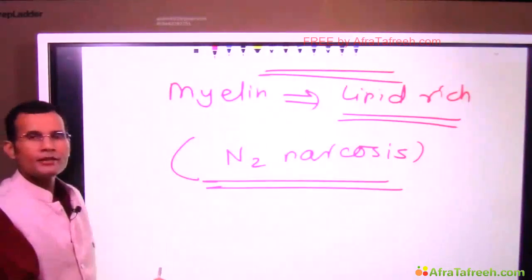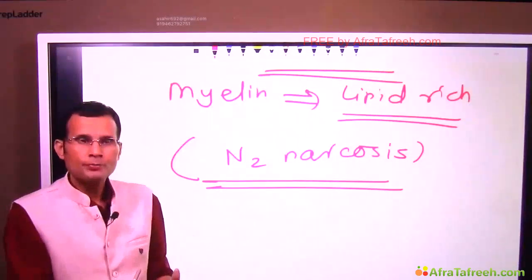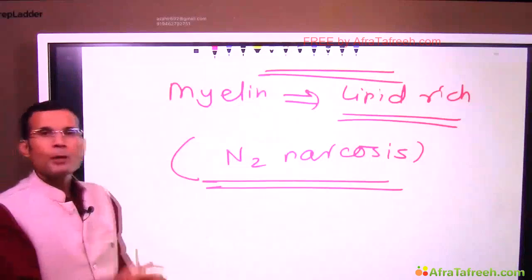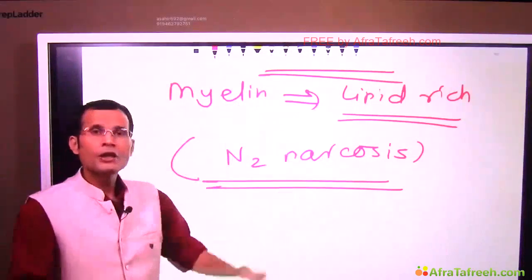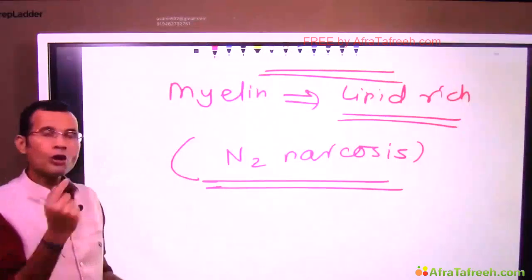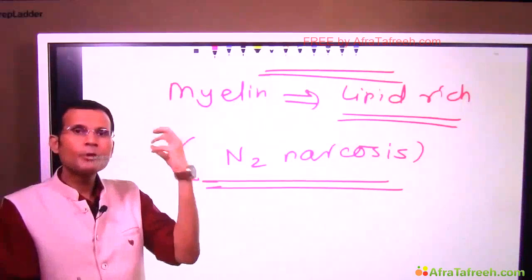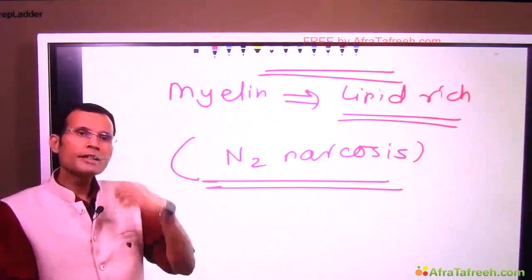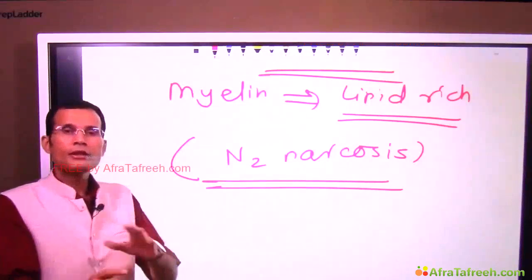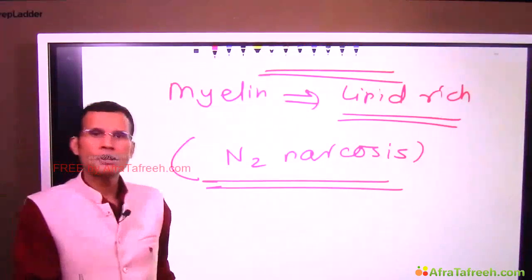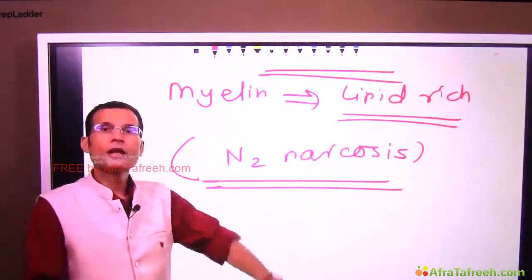So what happens is that the nitrogen gets dissolved in the lipids of the body. And I already mentioned myelin, the covering of the neurons, is lipid rich. So nitrogen dissolves in the neuronal membranes. Imagine this, that in the neurons of the brain, nitrogen is getting dissolved, resulting in the disturbed functioning of the CNS neurons, and that is called nitrogen narcosis.